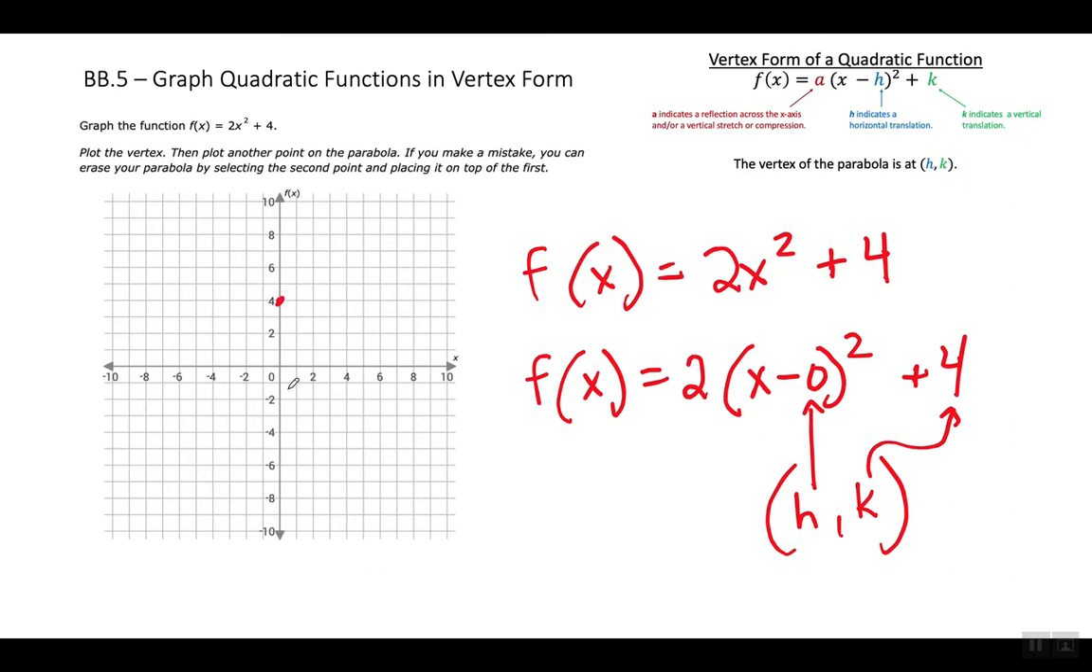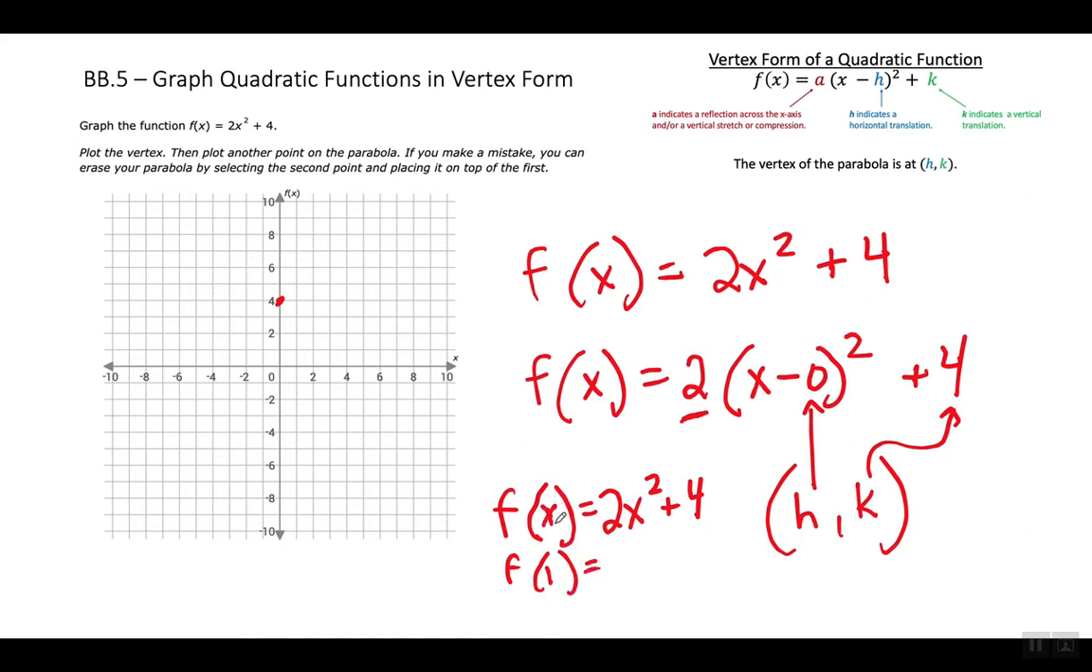El vertex está en 0,4. A is a positive number, so my parabola opens up. A es un número positivo, así que el parabola se abre para arriba. Okay, now to get another point on the graph, just substitute an easy number like 1 into the function to see what it gives you. Para coger otro punto que está en el gráfico, vamos a sustituir un número fácil como el número 1 para ver qué es lo que nos da.